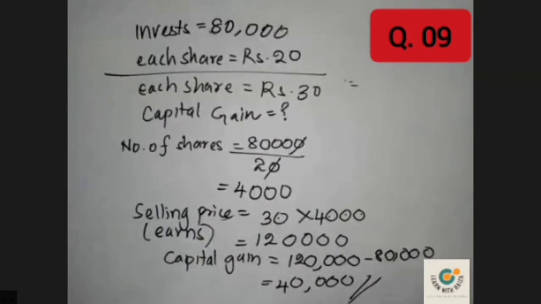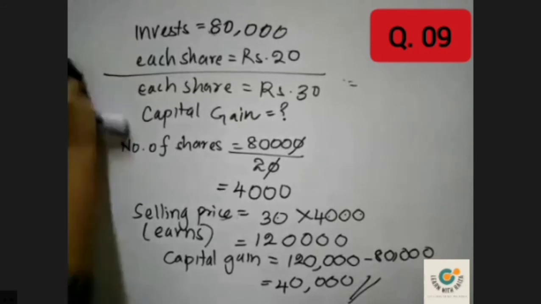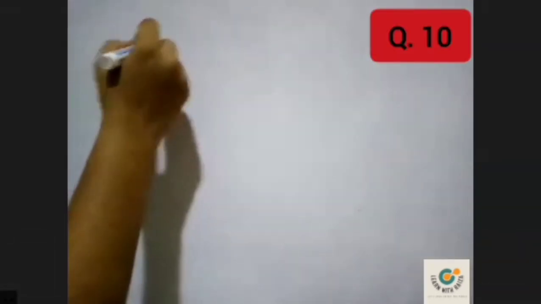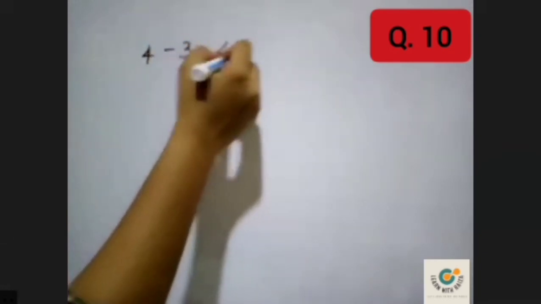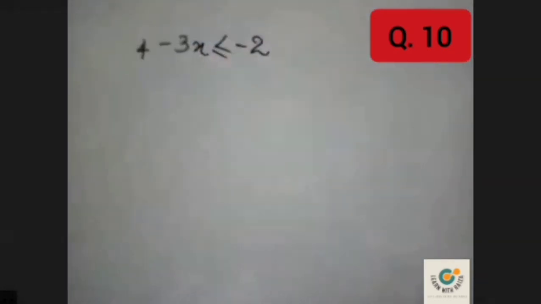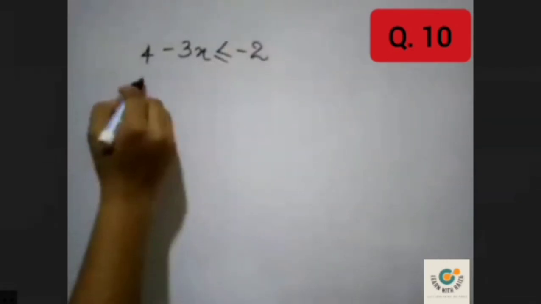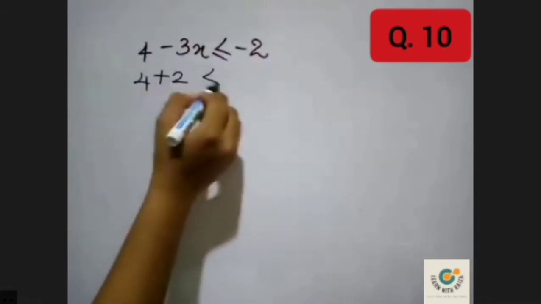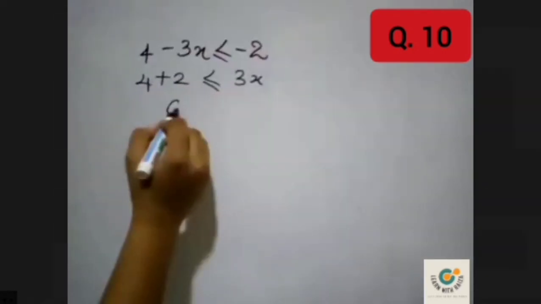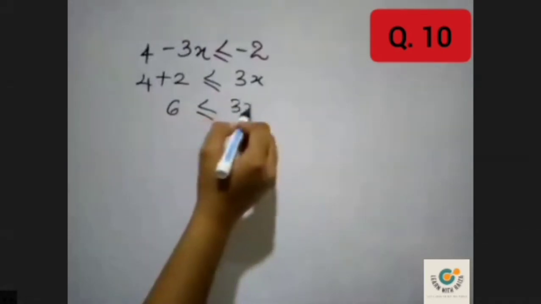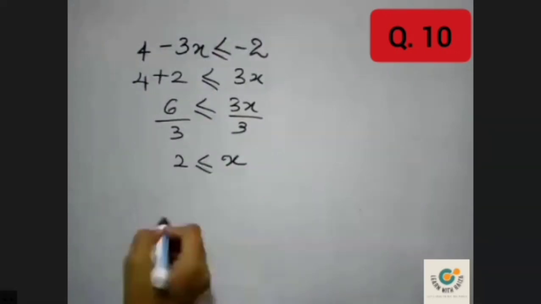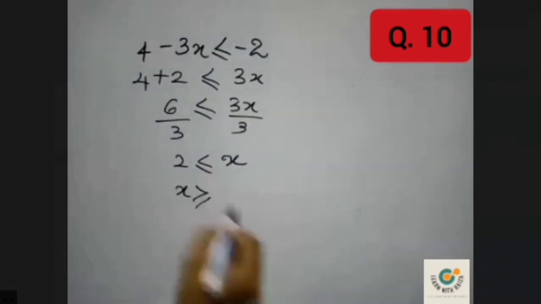That is the 10th question of this first part exam. Now, you can try these questions at home to check whether you are getting these answers. Right. I'm going to give you an inequality. You have to find three terms related to x. First, we'll solve the inequality. I can bring the minus 2 here. 4 plus 2 is less than or equal to plus 3x, and you are getting 6 less than or equal to 3x. I can divide both sides by 3 and I'm getting 2, and here I'm getting x. That means x is greater than or equal to positive 2.